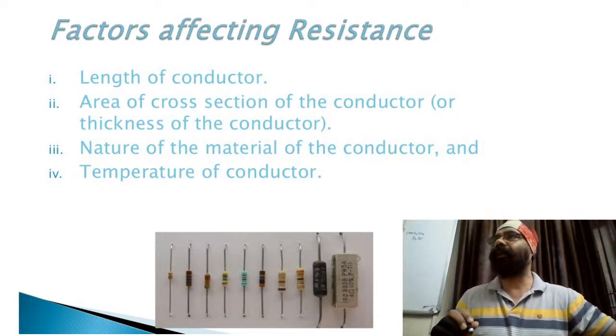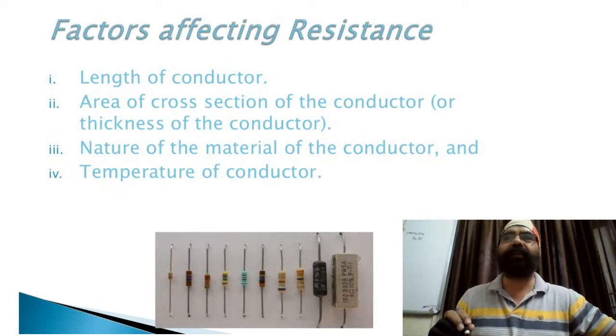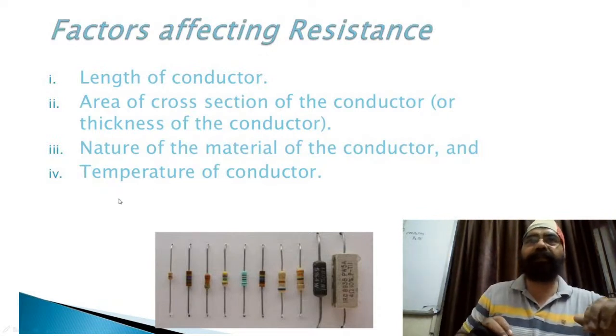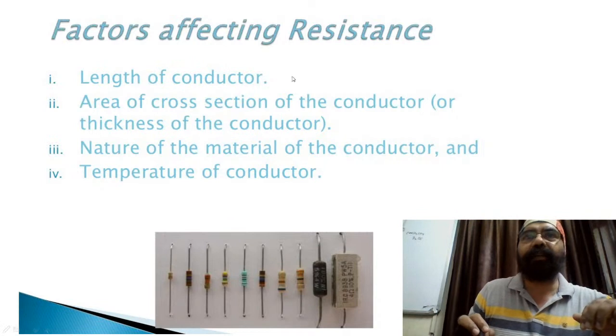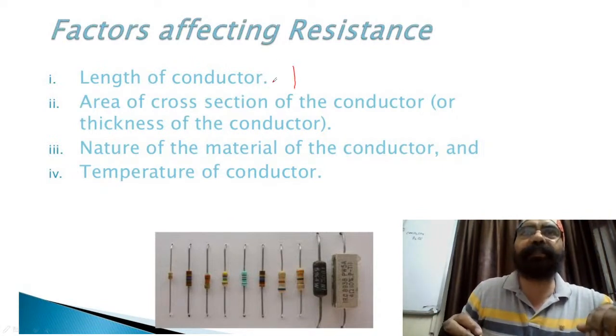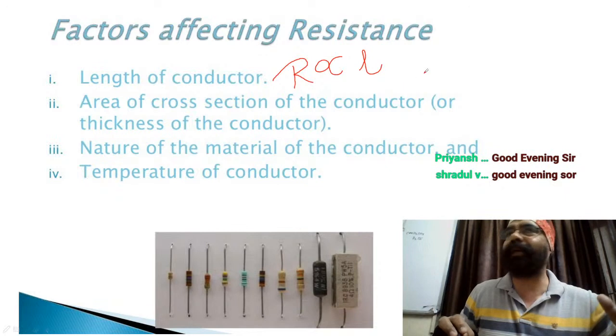How is the length related with the resistance? Can anybody say? We know that the resistance is directly proportional to the length. Greater the length, greater is the resistance. Double the length, then the resistance becomes double. The current used to become half.